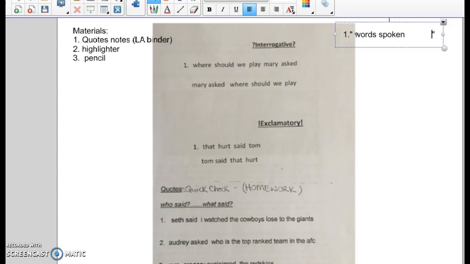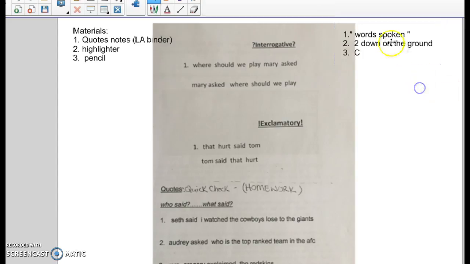Step 2, try to think of it in your head while I'm doing this. Step 2 was to make sure we have 2 down on the ground. Step 3 was to make sure you've capitalized all the things that need to be capitalized. If you can remember those 3 steps, that's going to help you with today as well. Yesterday our 2 down on the ground, because we were talking about declaratives and imperatives that ended in periods, was a comma and a period, because you can't have 2 periods, and a comma is a substitute for a period, right?